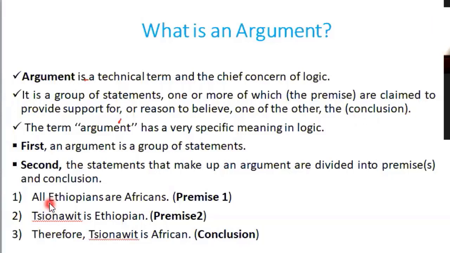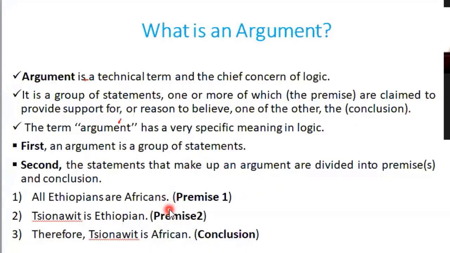Let us look at the example. All Ethiopians are African. This is the first premise. The factual claim here can be true or false. It contains a truth value. It is simply a statement. Here is another premise, the second premise: Sionoid is an Ethiopian. Here also the factual claim can be true or false. But whether it is true or false, it is a statement, because we can say it is true or false. From the first two premises, we can conclude, therefore, Sionoid is an African. This is the conclusion. It contains a single conclusion and two premises.